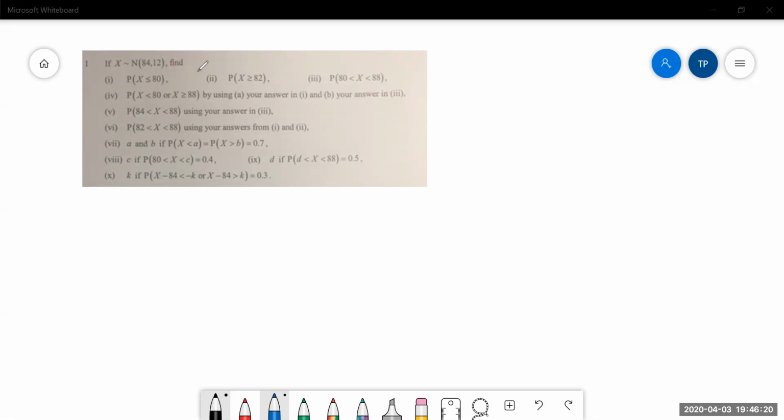Using the GC, it's very simple. This is the mu, and this is the sigma square. But in your GC, you need to key in the square root of 12, since the variance is 12 squared. So you should key in square root 12. Always write it in square notation.